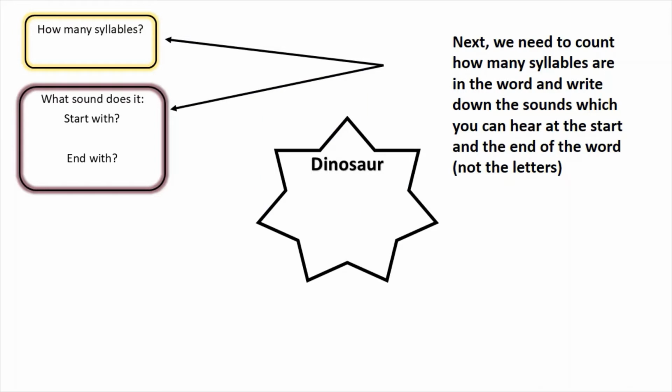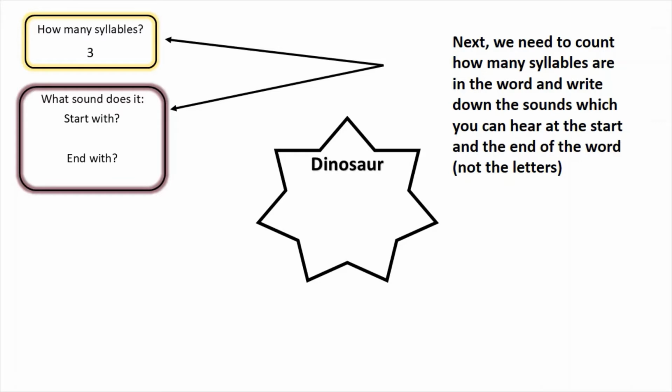Next, we need to count how many syllables are in the word and write down the sounds which we can hear at the start and the end of the word. When counting syllables, we would recommend saying the word alongside clapping. So for example, for dinosaur, it would be dinosaur. And then we would encourage your child to count how many claps they hear. So for dinosaur, you can hear 3 claps, and therefore that means that dinosaur has 3 syllables.